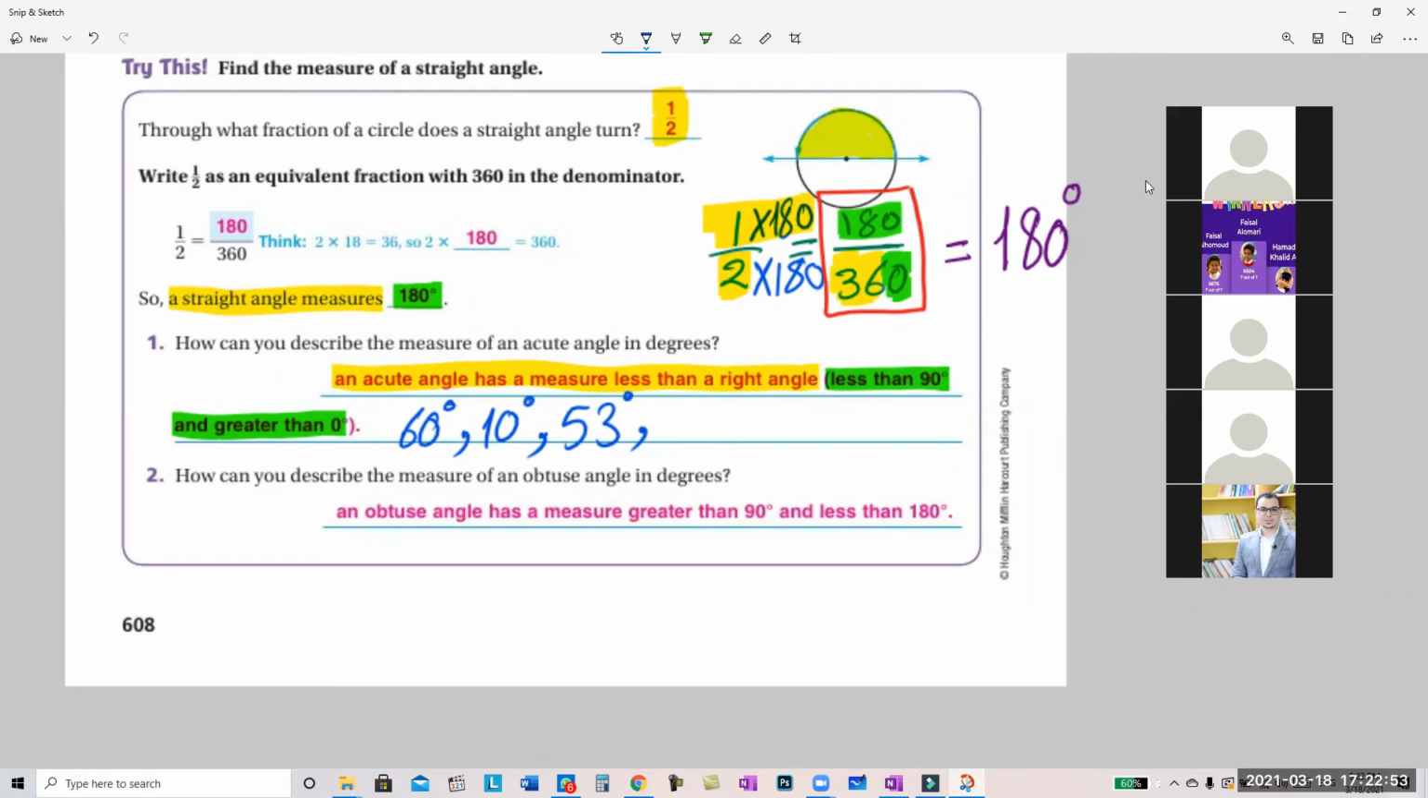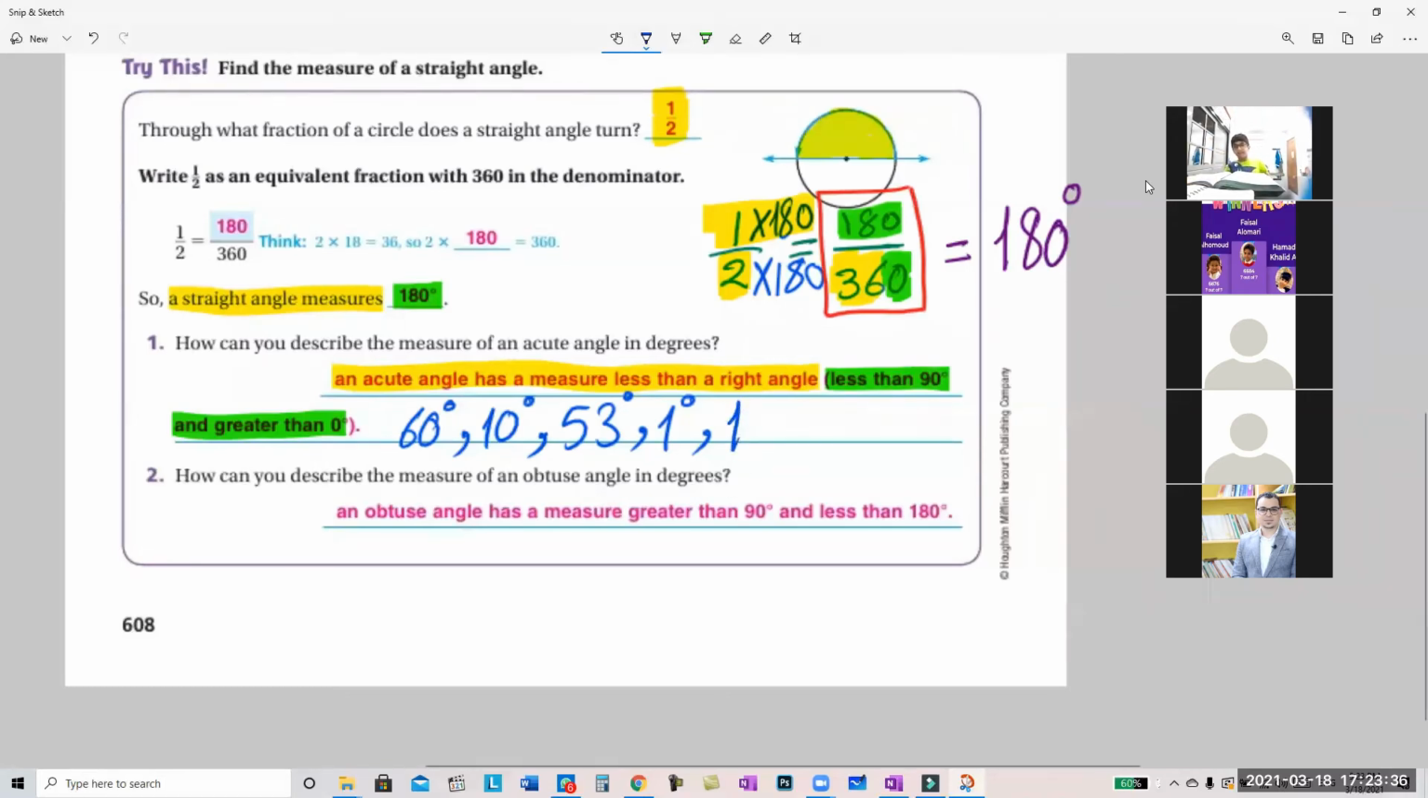Hussein, I will write some number and you can answer me if it's an acute angle or not, okay? What about this? 1 degree, acute or not? Yes. Why? Because an acute angle is less than 90. Okay, 1 is less than 90, so it's an acute angle. Right, Hussein? Yes, right.